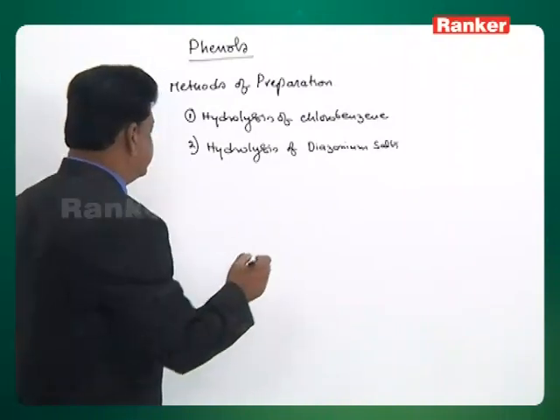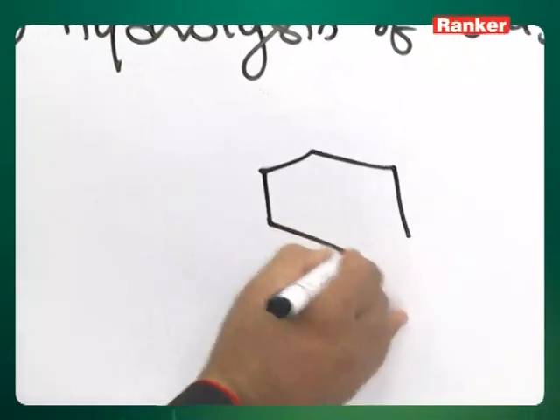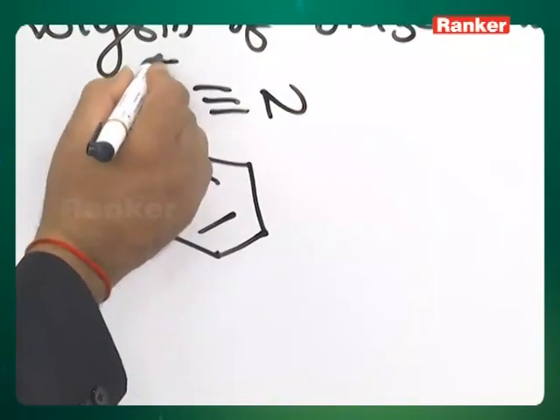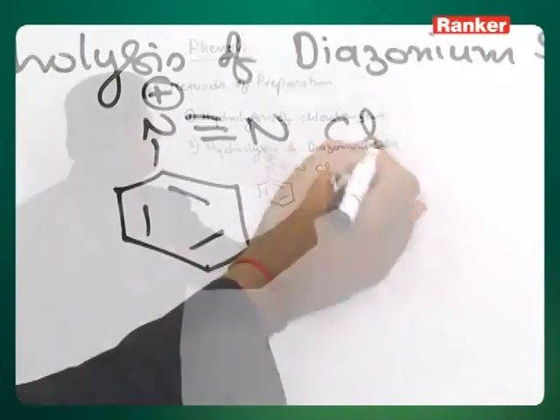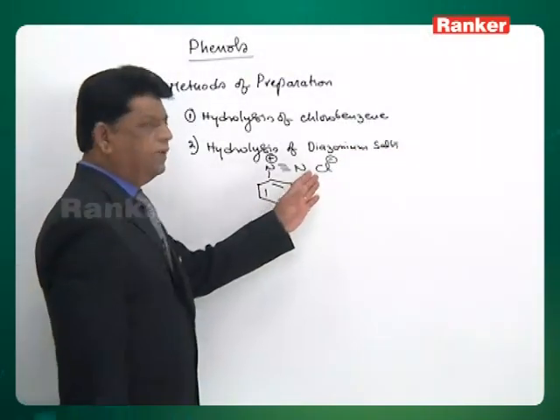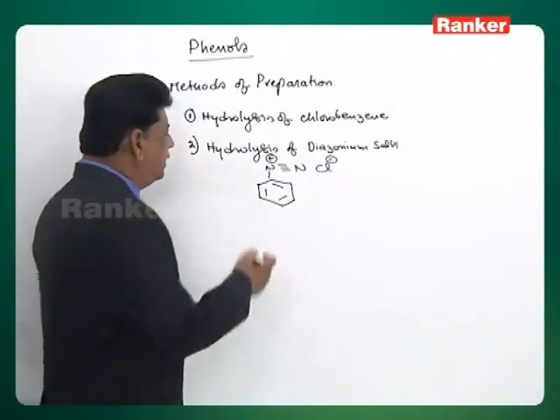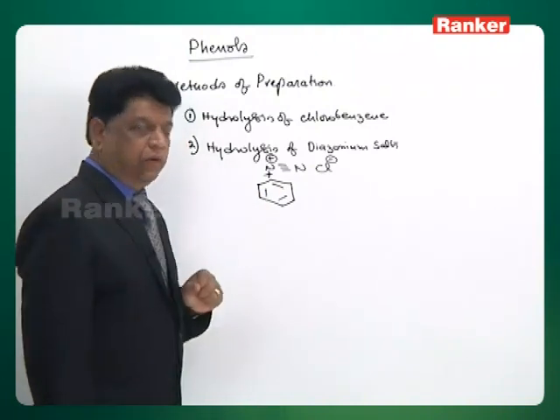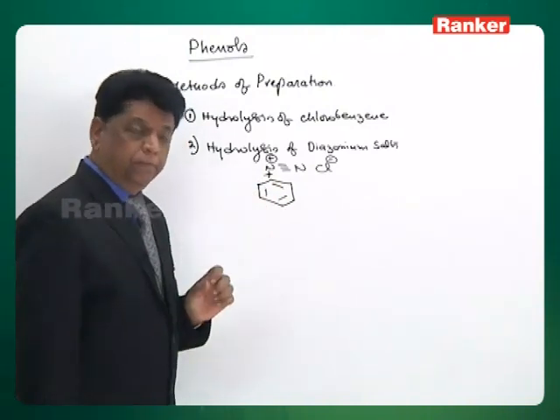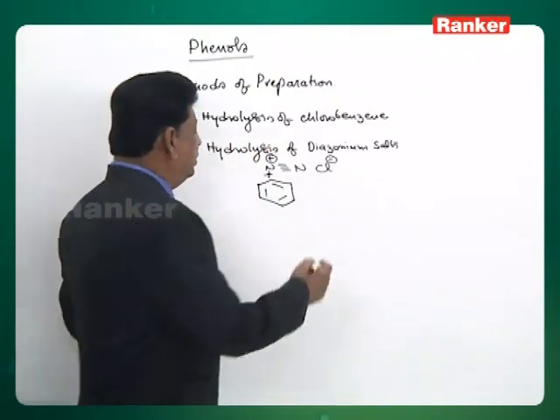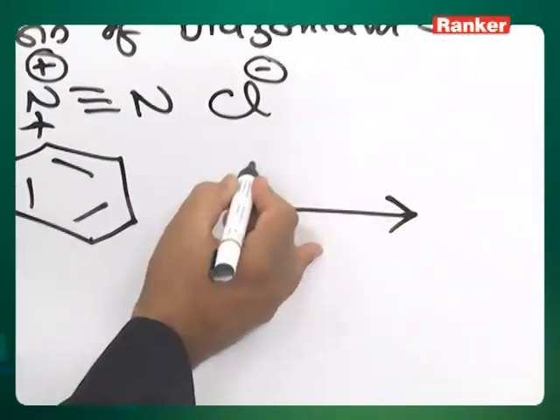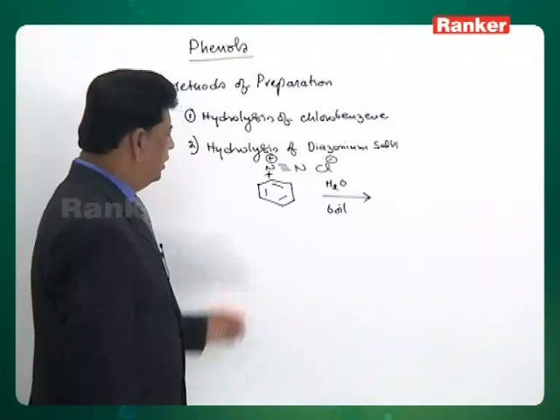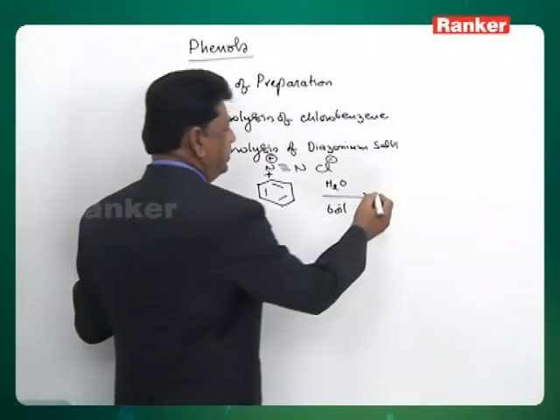Hydrolysis of diazonium salts. Benzene containing a nitrogen like this will have a positive charge, with Cl minus or some other anions also possible. Originally the nitrogen itself is a minus I group, but because of the positive charge on the nitrogen it becomes one of the best outgoing groups. So it requires not much difficulty, just add some water and boil it. The group will go and an OH will come.